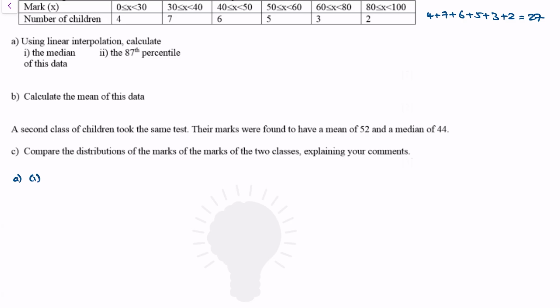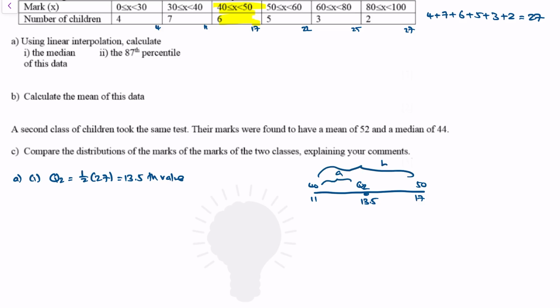Okay, so A, part 1 is Q2, which is the median, half of 27, which is equal to the 13.5th value. So the cumulative frequencies are 4, 11, 17, 22, 25, and 27. So that means Q2 is 13.5, which lies in this interval between 40 and 50, between the cumulative frequencies of 11 and 17.